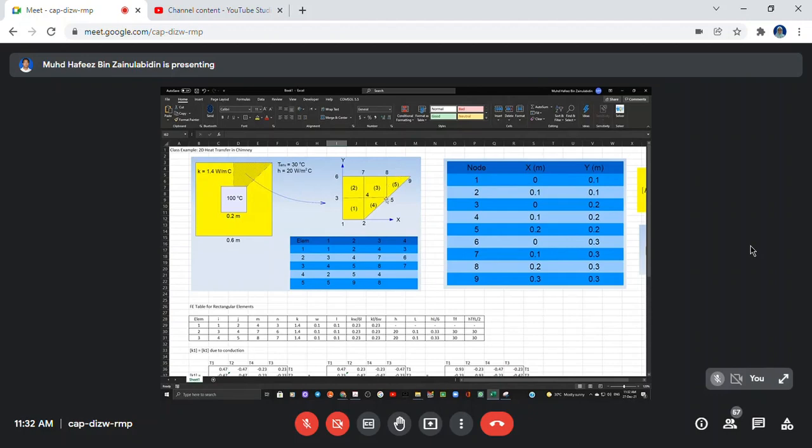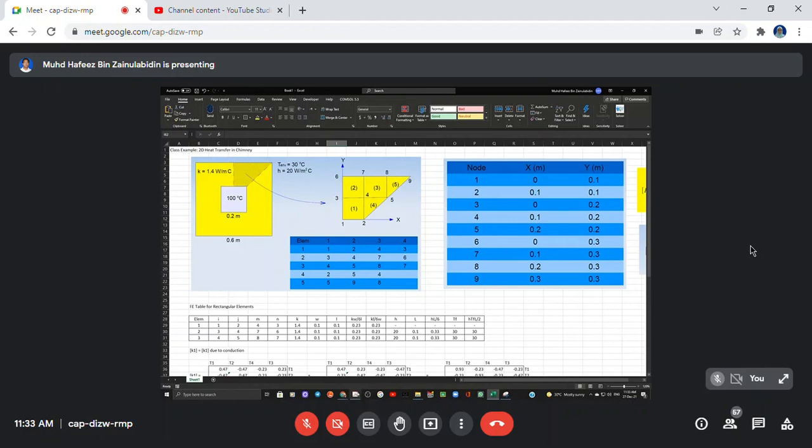In this case, we number it as element node 1, node 2, node 3. That means 5, 9, 8. 5 to 9 is surface 1. 9 to 8 is surface number 2. 8 to 5 is surface number 3. So surface number 2 is exposed to the surrounding, right?